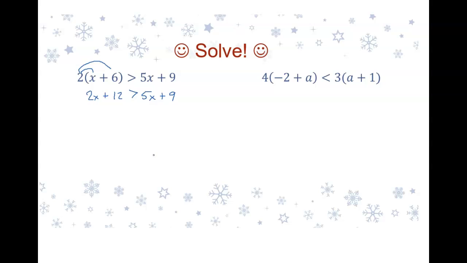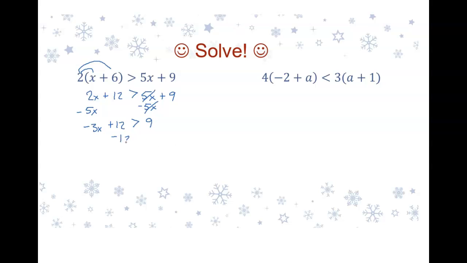Now we want to get the variable on the same side. Let's try subtracting 5x this time. So we move it over to the left. Negative 5x. These terms will cancel. I get 2x minus 5x, that'll be negative 3x plus 12, greater than, the 9 comes down.